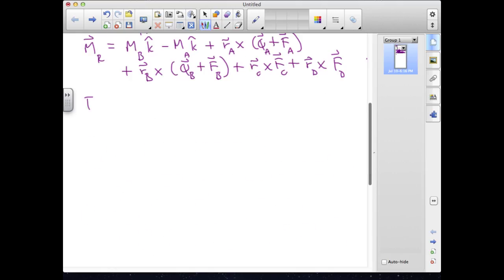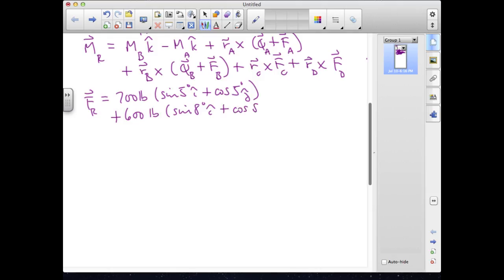For the resultant force, we have 700 pounds on sine 5 degrees in I plus cosine 5 degrees in J, plus 600 pounds on sine 8 degrees in I plus cosine 8 degrees in J, plus 400 pounds in J from both C and D, plus 9,000 pounds in K, and then another 8,000 pounds in K.